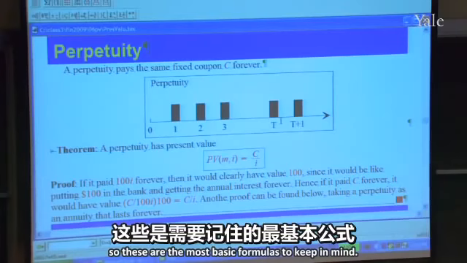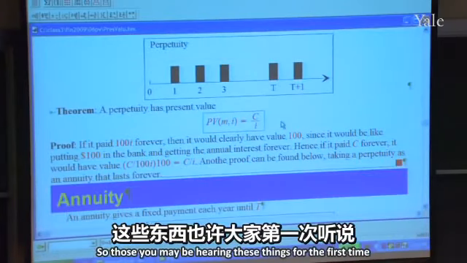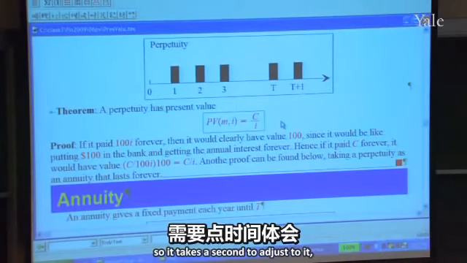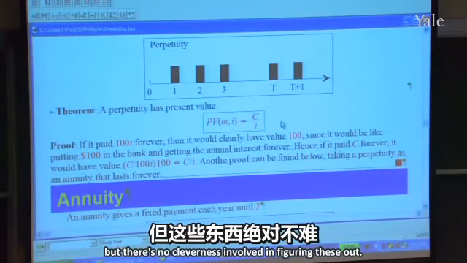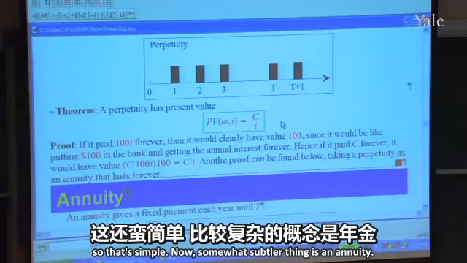So these are the most basic formulas to keep in mind. You may be hearing these things for the first time, so it takes a second to adjust to it, but there's no cleverness involved in figuring these out. Now, we've got the doubling rule, we've got coupon bonds, and that's simple.